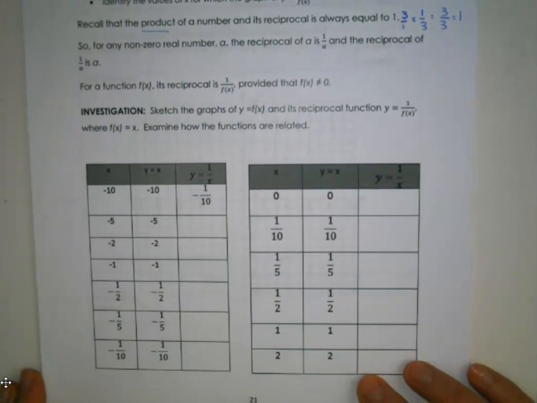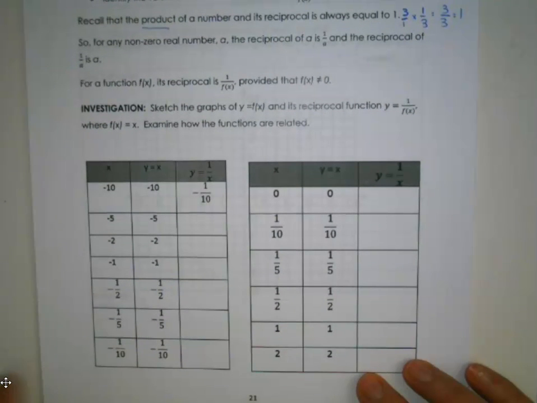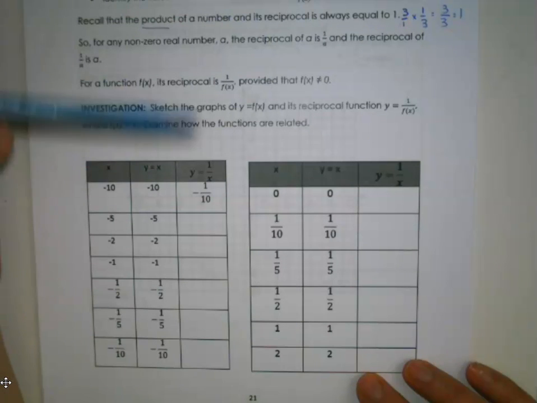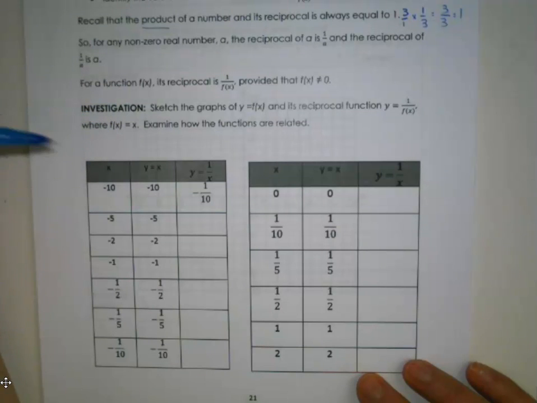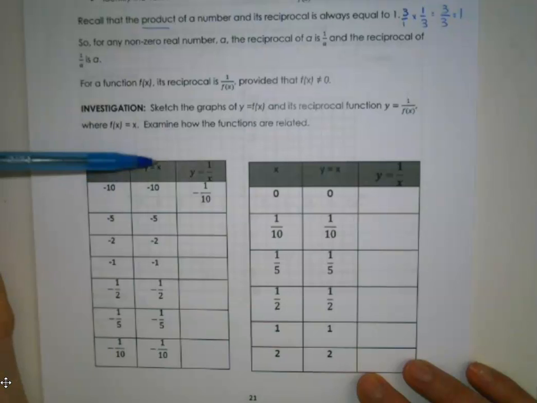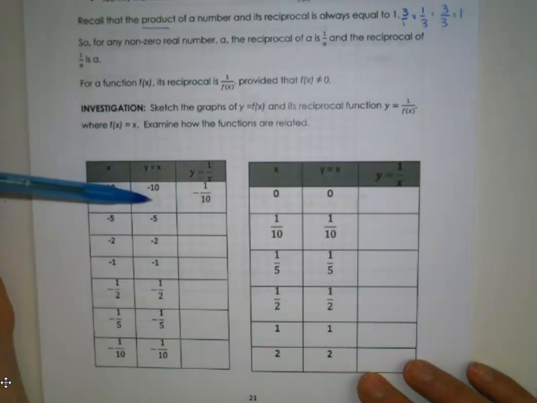So we're going to do a little bit of investigation with the idea of reciprocals before we get into some more in-depth examples. We want to think about how functions and their reciprocals are related. In these tables, we're given a bunch of values for x, and then we're given the values of y for the function of x, right? If we have a function where all the values of y on the graph are equal to the values of x, of course they're going to be the same as x.